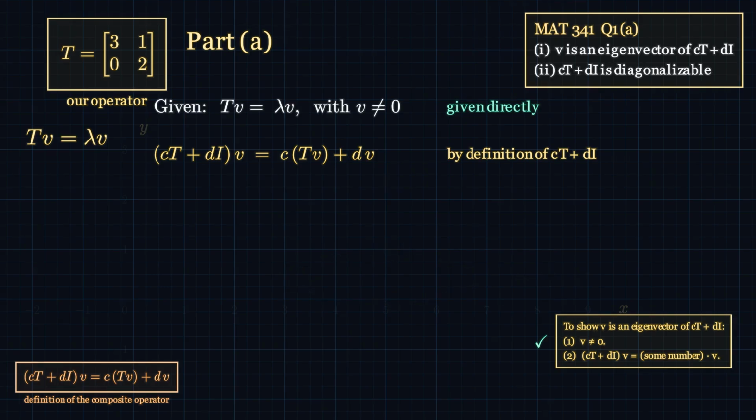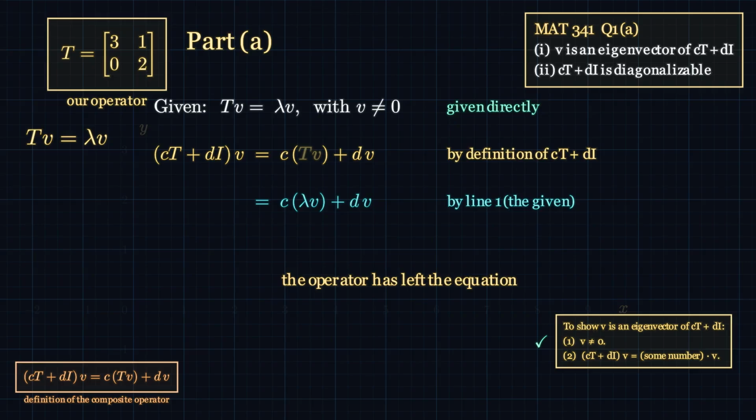Line 3, write, this equals C times lambda times V plus D times V. The reason for this equal sign sits in line 1. Line 1 told us the operator's output on V is lambda times V, so wherever the expression T applied to V appears, we may replace it with lambda times V because they are the same arrow. Notice what just happened on your page. The operator T is gone. From this line onward, there are no operators left in the expression, only numbers multiplying one arrow.